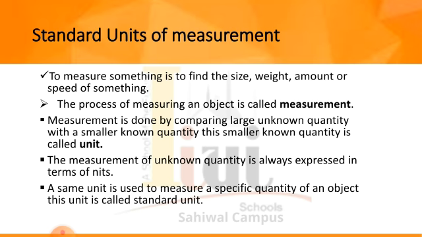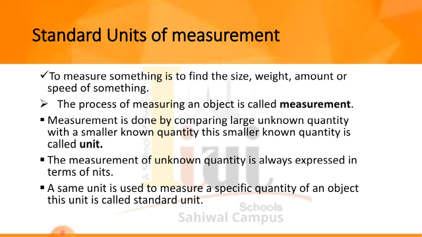The same unit is used to measure a specific quantity of an object. This unit is called a standard unit. Okay, students, look at page number 120. Here you have the definition of standard units. The length of all the objects at different places must be measured with the same unit. So you can mark it: the same unit must be used to measure length everywhere. Such a unit is called a standard unit of measurement of length.